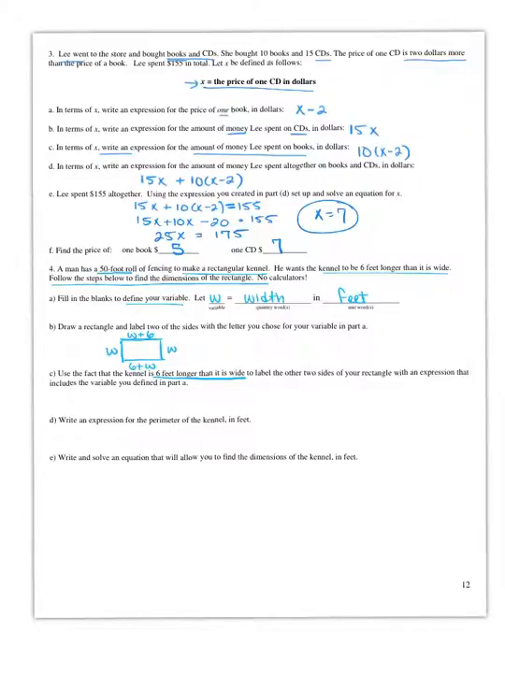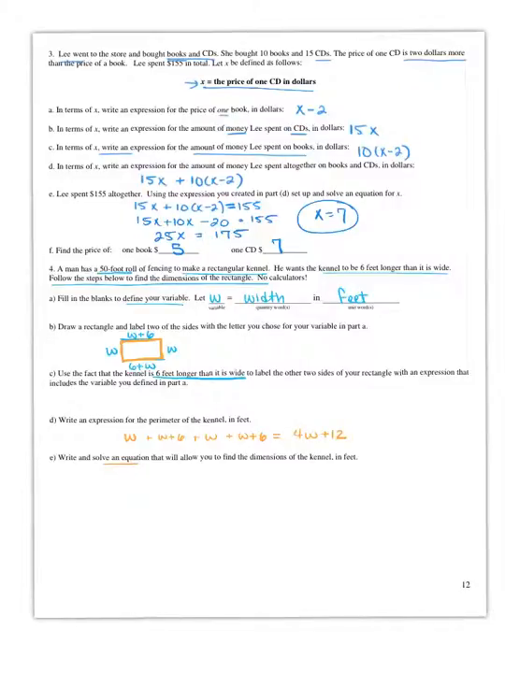Now we can write an expression for the perimeter, because the fence will be going around the perimeter of the rectangle. So that's going to be the width plus the length plus the width plus the length. That will give us W plus W plus 6 plus W plus W plus 6. And we can clean that up by combining our like terms. So we have 4 W's plus 12.